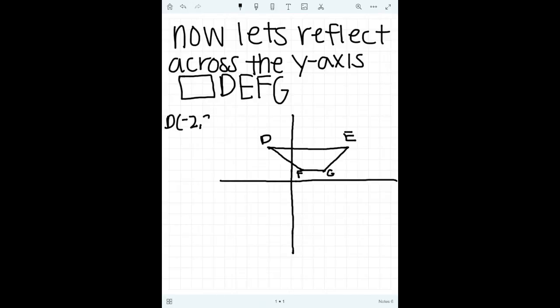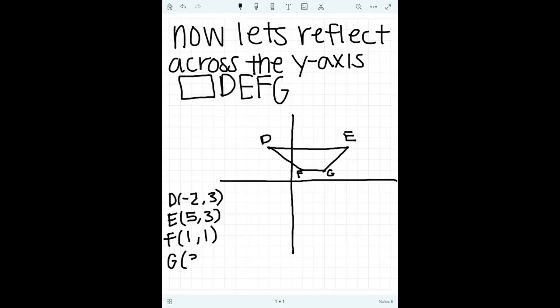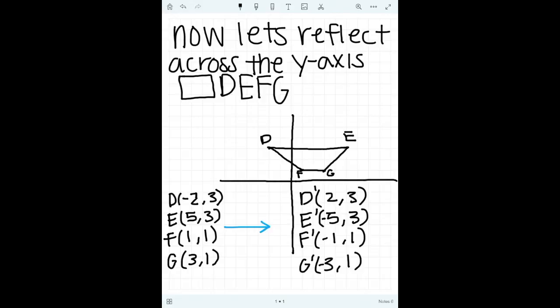If you look at the points, point D is -2, +3. E is +5, +3, and the rest are positive. But when you reflect them, the x of point D goes from a -2 to a +2, and the +5 turns into a -5, but only the x variables change.